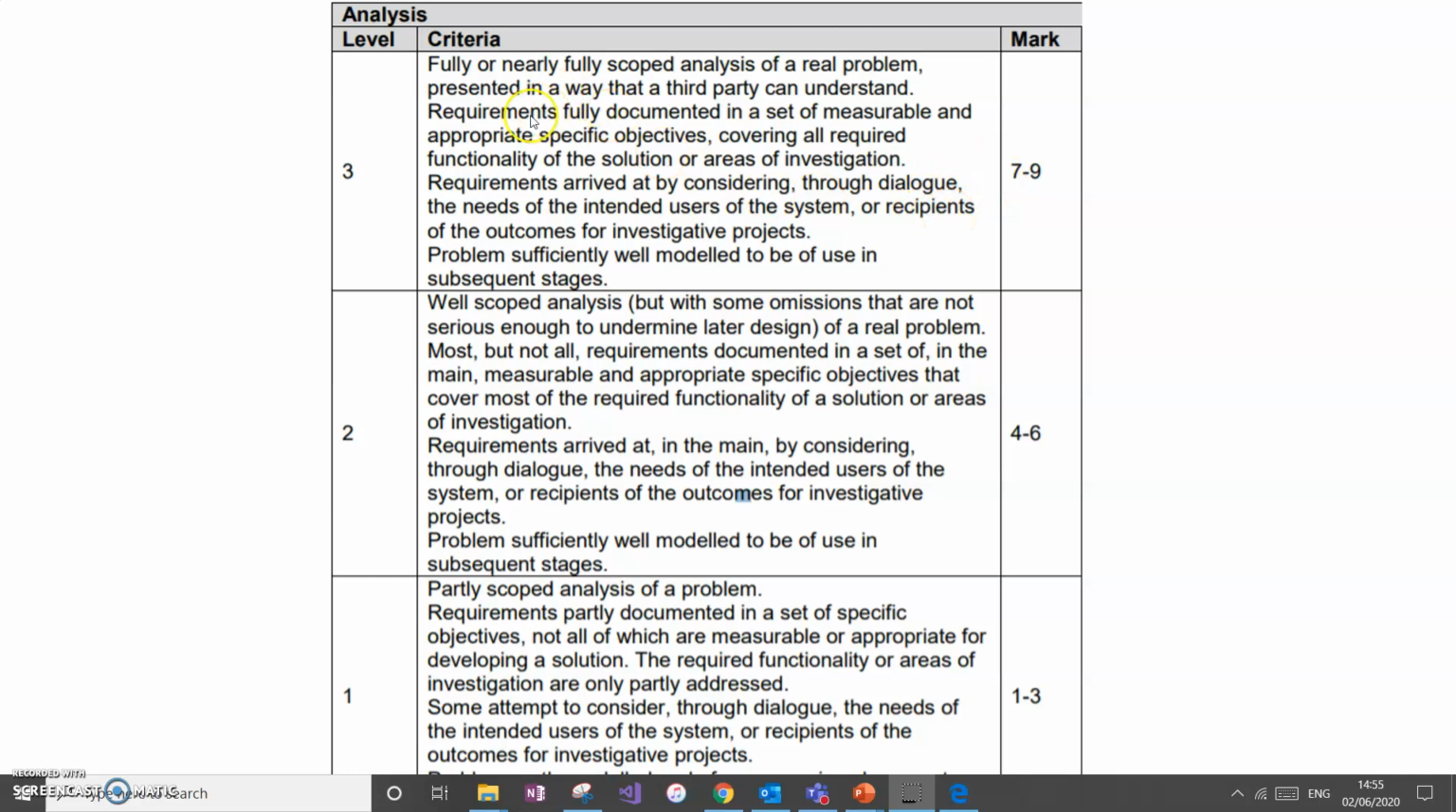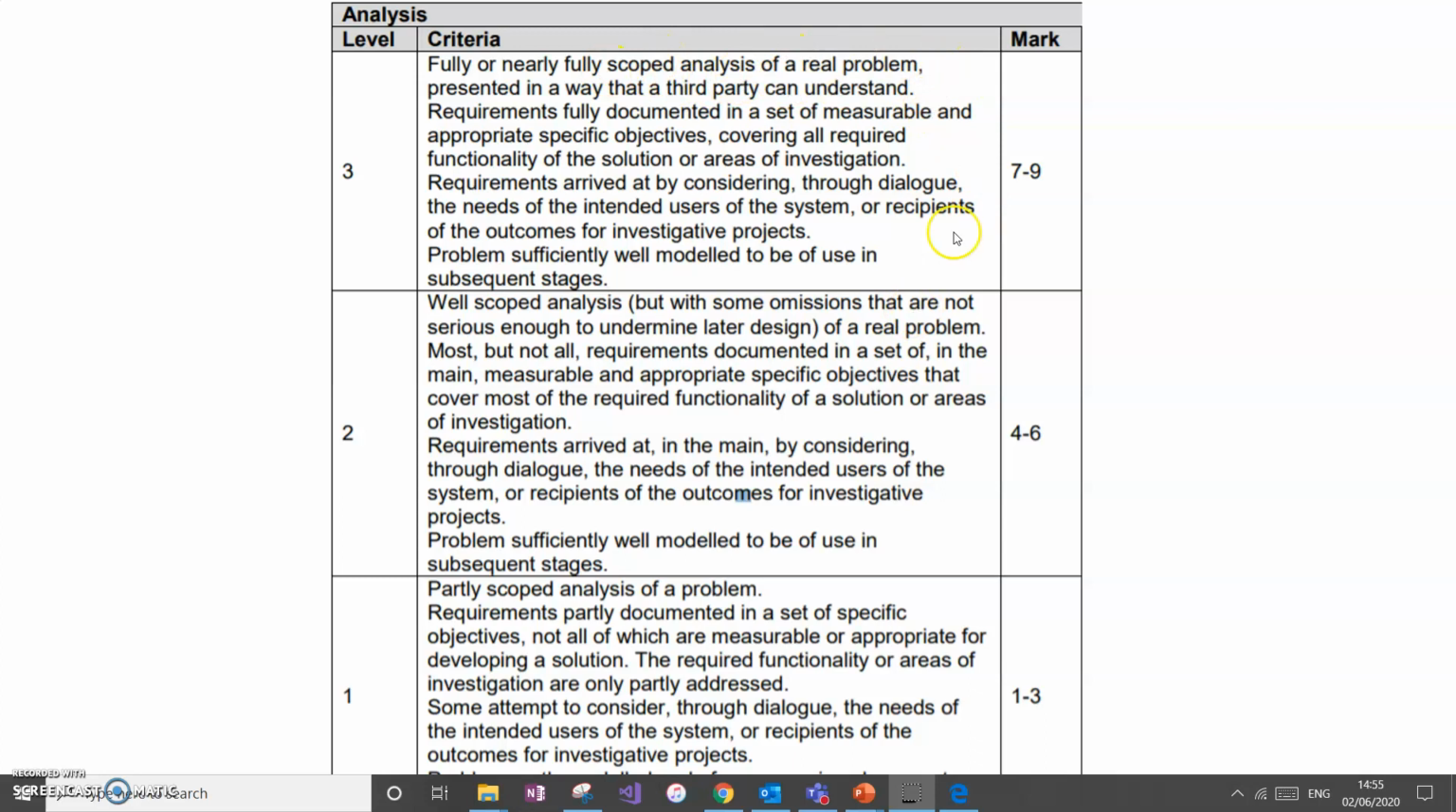At the top, requirements have been fully documented in a set of measurable and appropriate specific objectives, i.e. they're SMART. And the key thing is that they cover all the areas of functionality that the investigation, the research suggests is required. Okay, and the final thing at the top is that it's fully scoped.